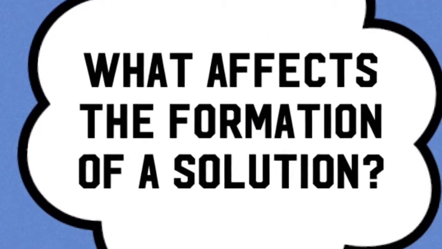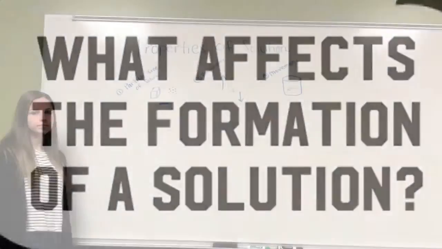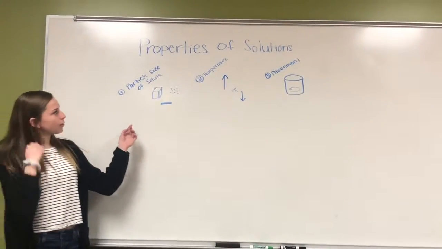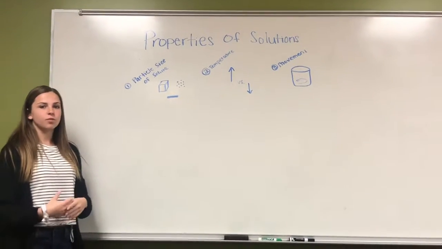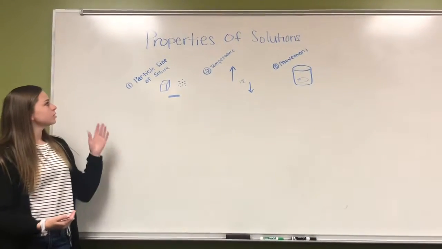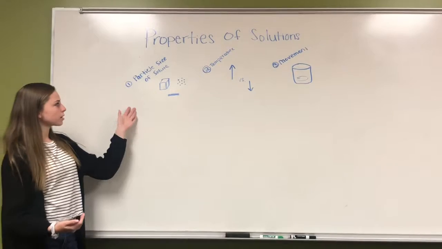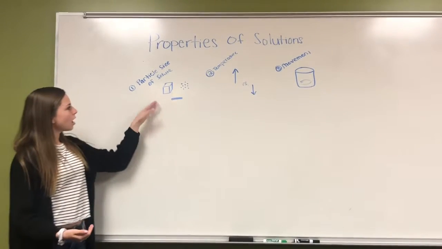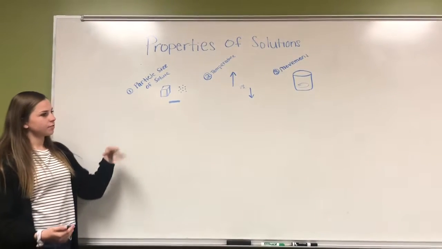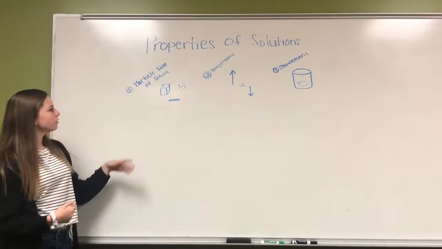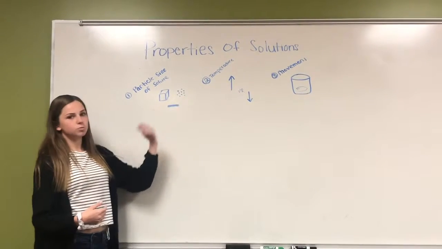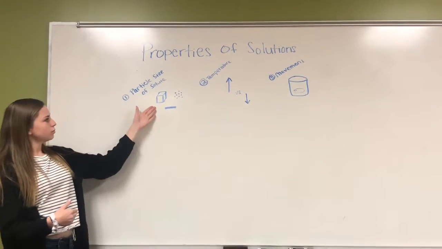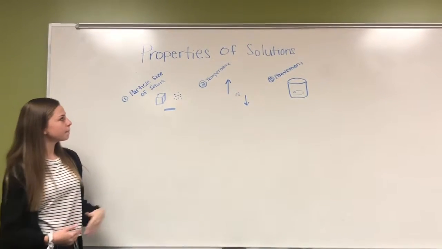What affects the formation of a solution? Okay, so these are some of the properties of solutions, and all of these things affect the forming of solutions. So number one is the particle size of the solute. Different sizes of the solute can affect how quickly something is dissolved. For example, some sugar, the smaller particles will dissolve quicker than a cube because they have more surface area.